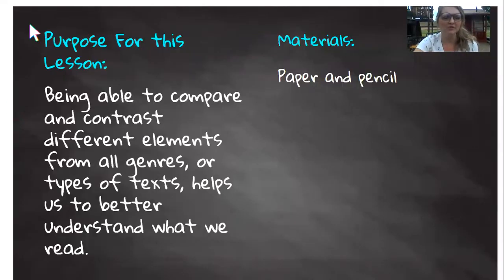And our purpose for the lesson is the why. Why are we doing this? Why do we need to know this? Being able to compare and contrast different elements from all genres or types of texts helps us to better understand what we read. If we know what type of text we're reading and we can identify those characteristics, we can understand a little bit more about what that text is all about. Think like fiction and nonfiction. An informational text versus a fairy tale are going to be very different. They're going to have very different characteristics, and you're going to read those texts for a very different reason.